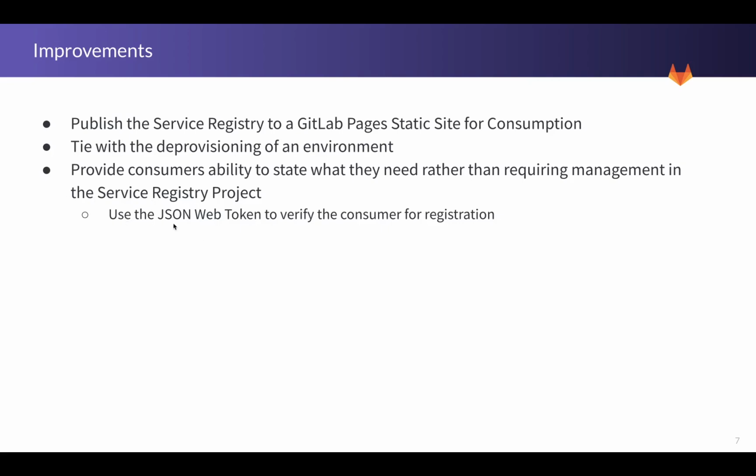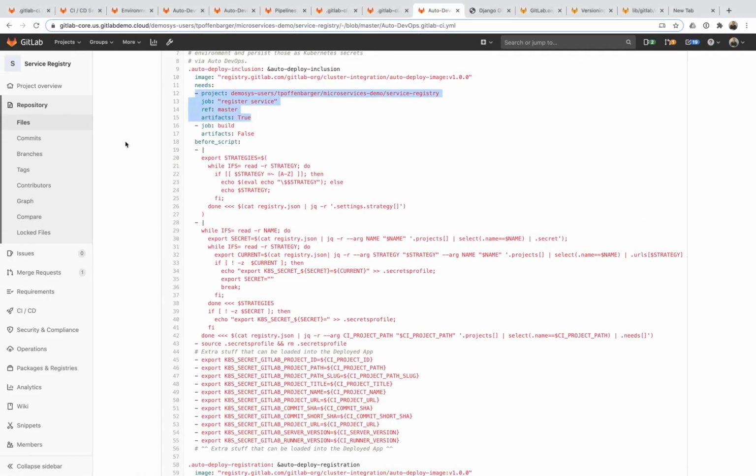Additionally, you could even pass the JSON web token over as a variable to verify that the consumer is who they say they are. So that way they don't have the ability to modify somebody else's service registry entry.